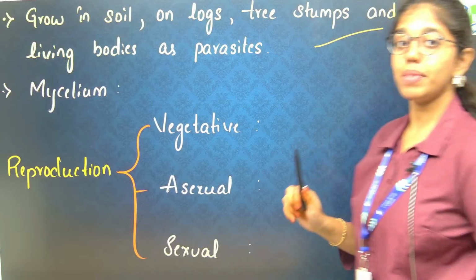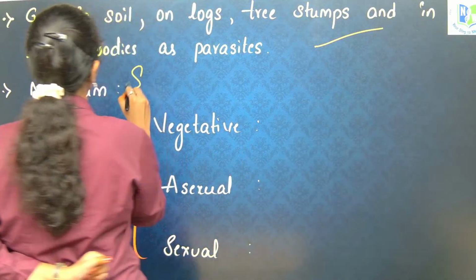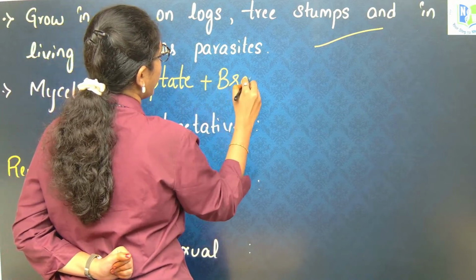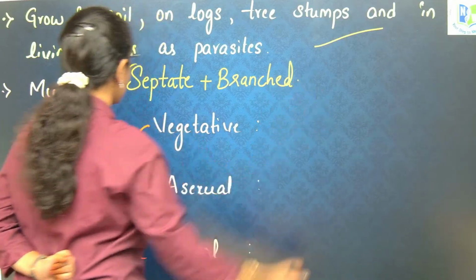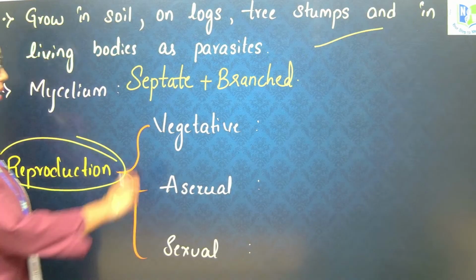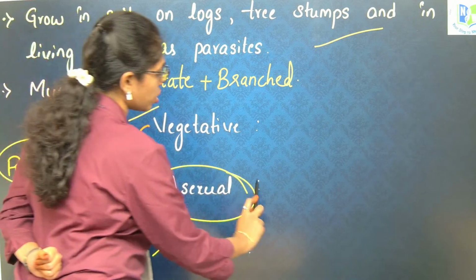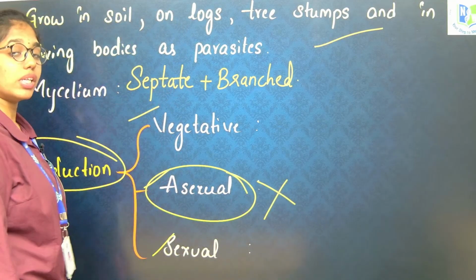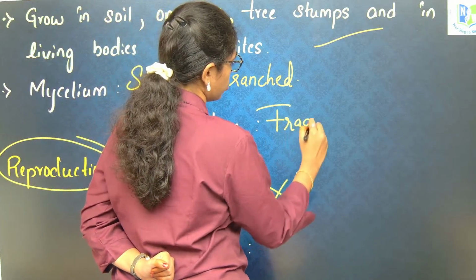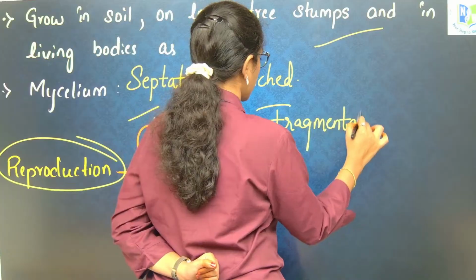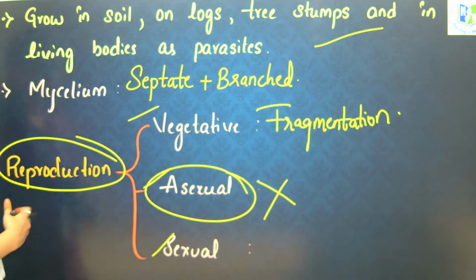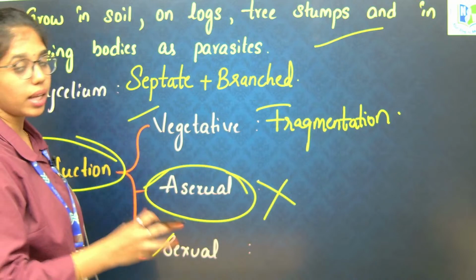The mycelium in Basidiomycetes is septate and branched. Next, reproduction: the three modes of reproduction are vegetative, asexual and sexual. Asexual reproduction is absent in Basidiomycetes. Vegetative reproduction is through fragmentation. Sexual reproduction is the most common reproduction in Basidiomycetes.